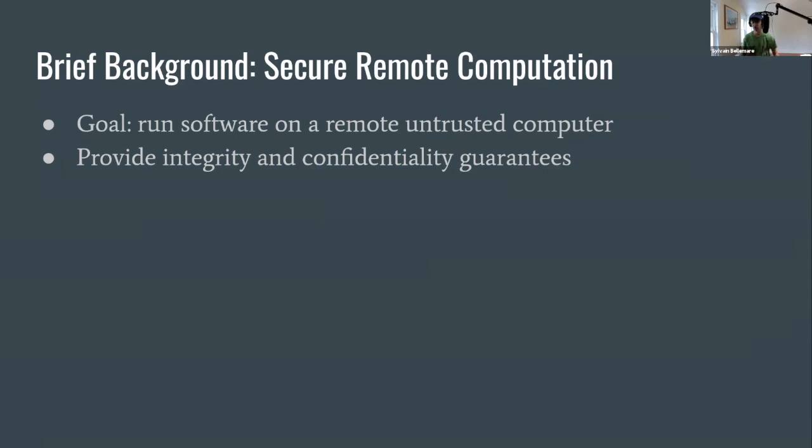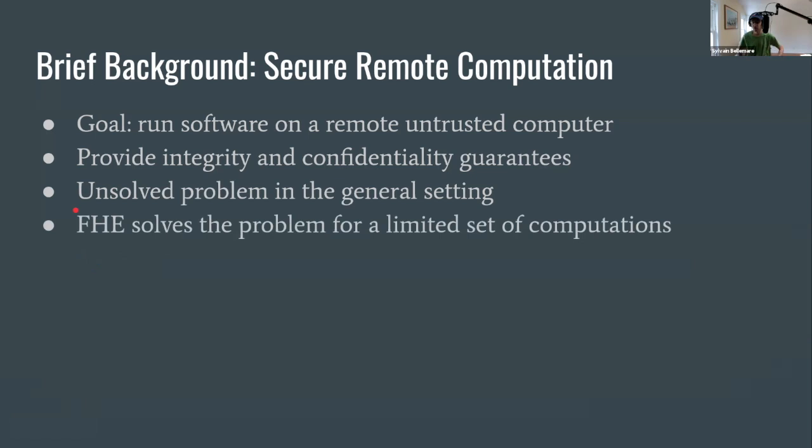Some people frame this as data at rest, data in motion, and then data in use. Here what we're considering is when data is actually being used. And it's apparently a non-solved problem in the general setting. Fully homomorphic encryption can solve the problem, but just for a limited set of computations, and also with performance drawbacks.